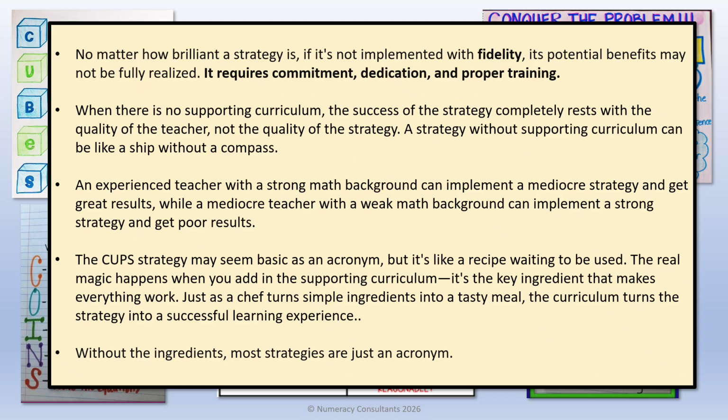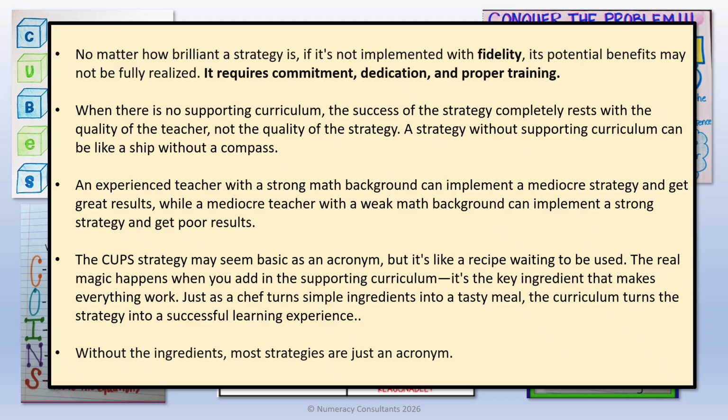When there's no supporting curriculum, the success of a strategy completely rests with the quality of the teacher, not the quality of the strategy. A strategy without supporting curriculum can be like a ship without a compass. So essentially, when you do have a strategy, if you have a really good, knowledgeable teacher, they're going to be fine. They're going to be able to do it. But if you have a teacher who struggles or doesn't have a strong background in math, that strategy may not be implemented in the same way.